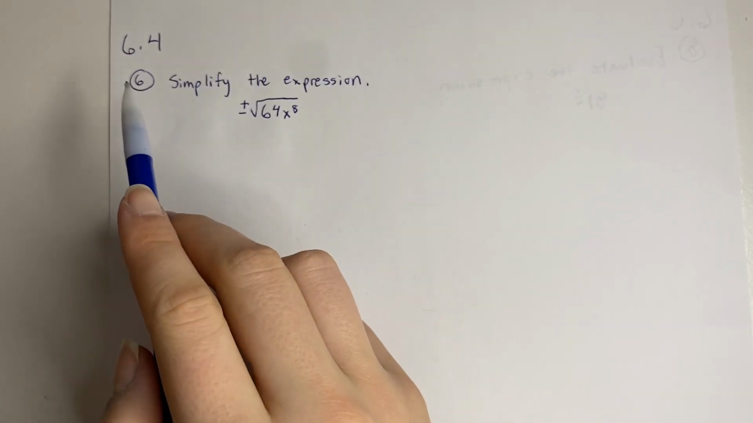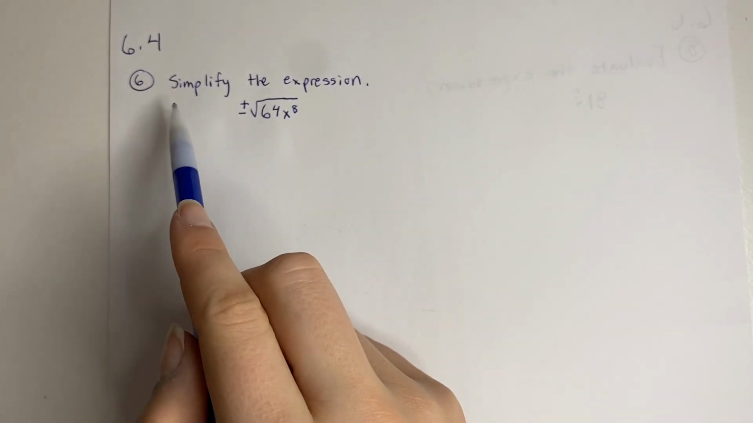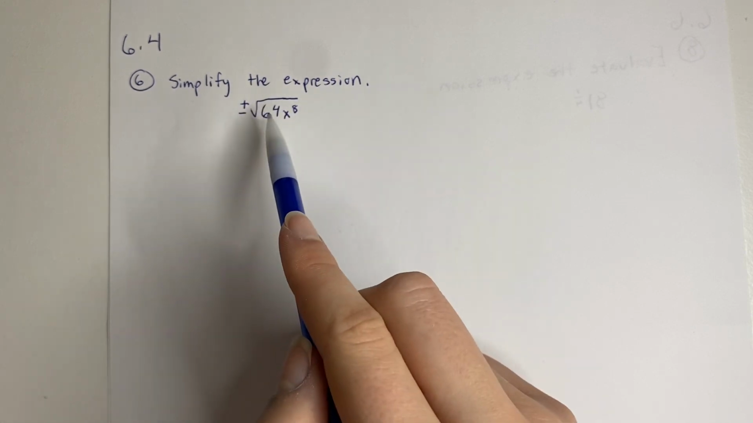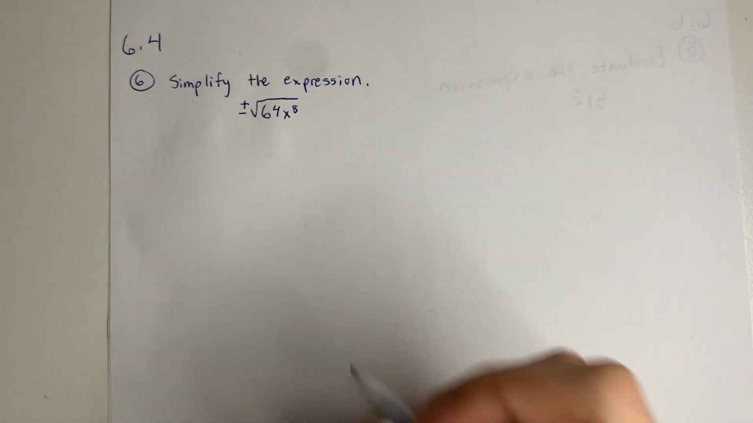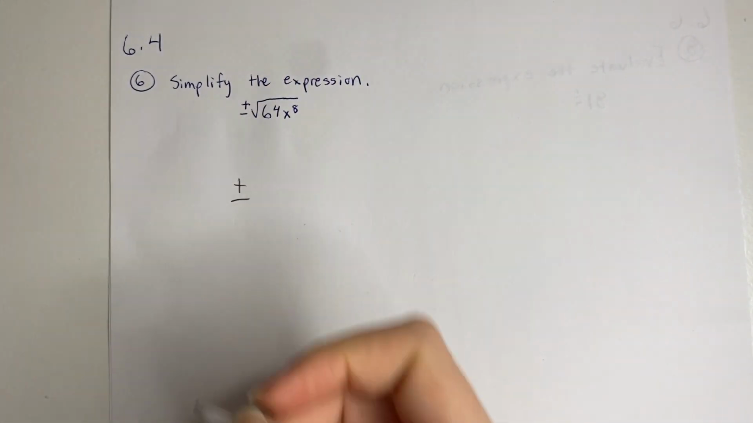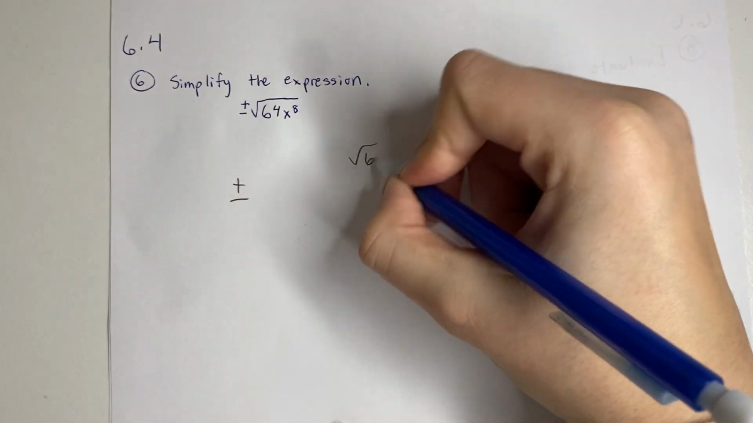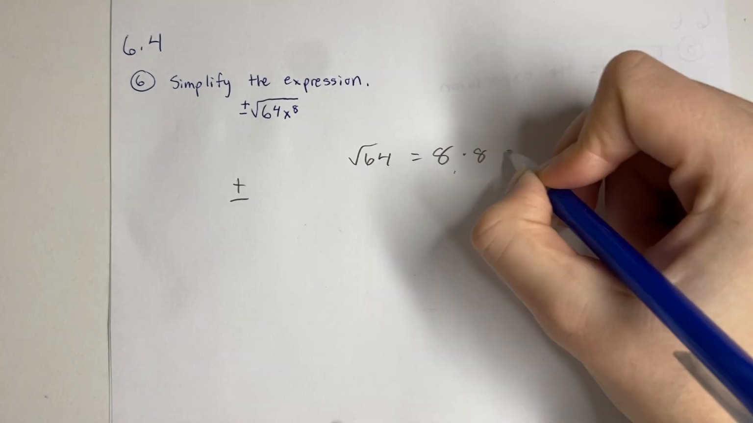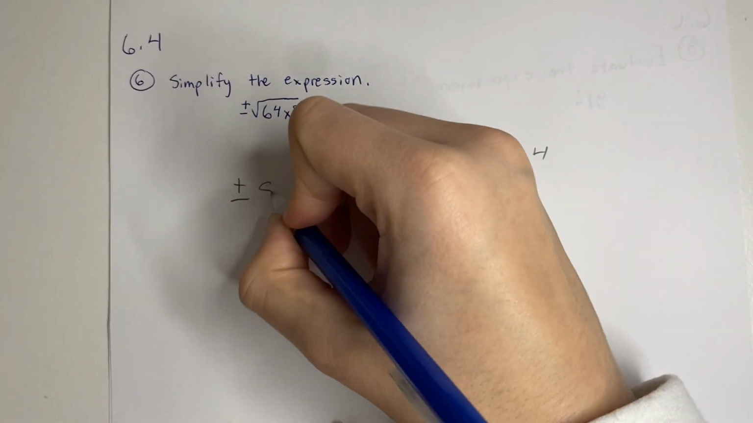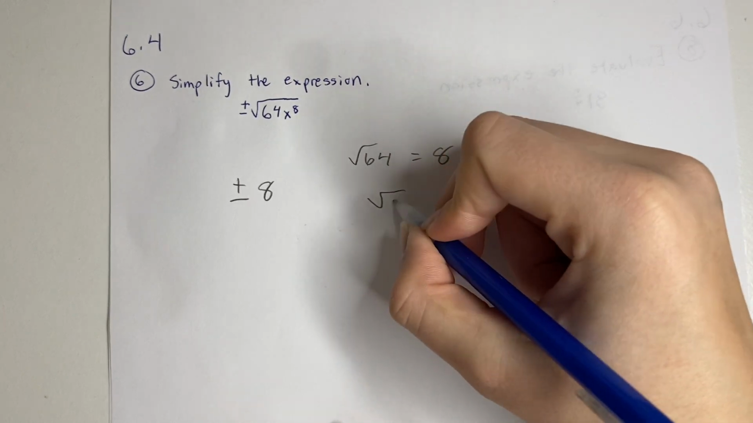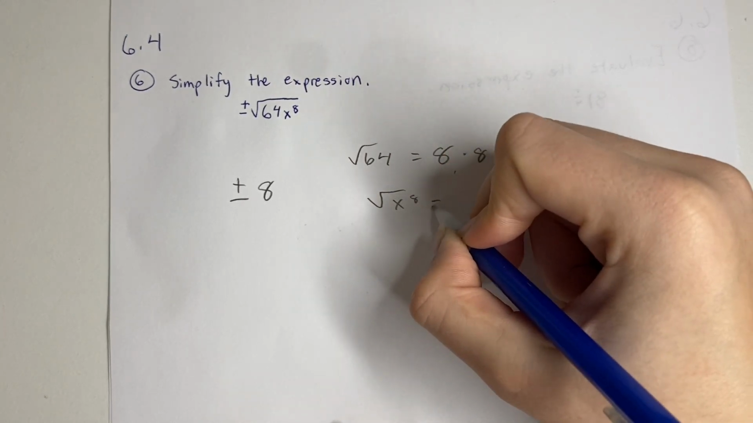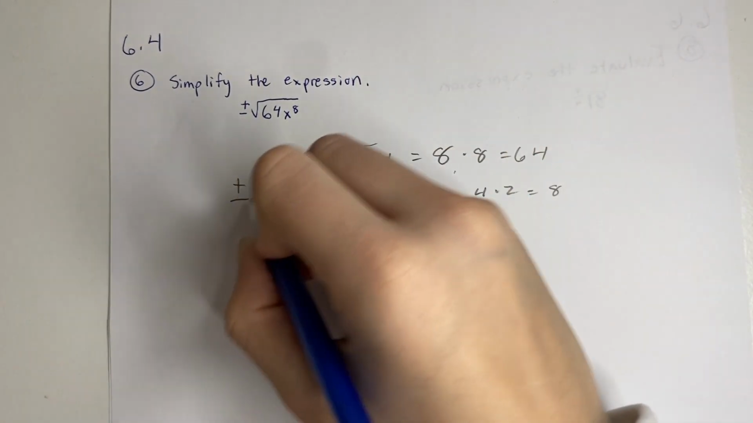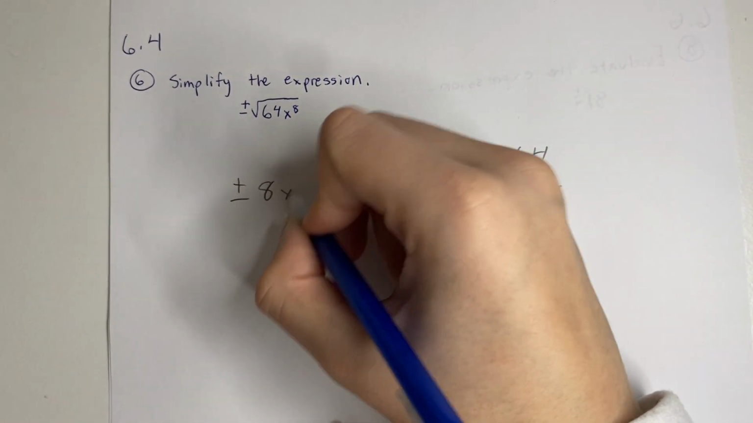Okay, for our first question of 6.4, it's saying to simplify this expression. So plus or minus the square root of 64x to the 8th. So you put the plus or minus here, and then the square root of 64 equals 8, because 8 times 8 equals 64. So that's 8, and then square root of x to the 8th is x to the 4th, because 4 times 2 equals 8. So your final answer would be plus or minus 8x to the 4th.